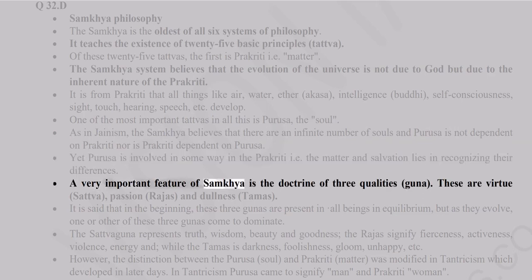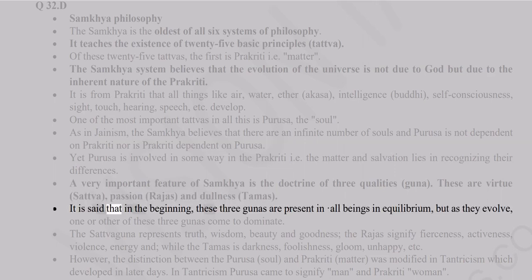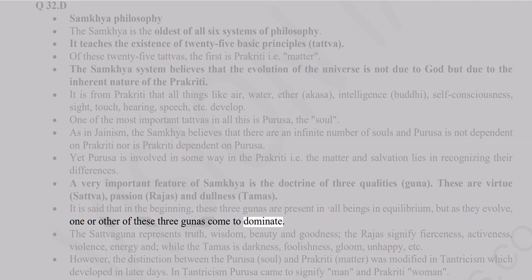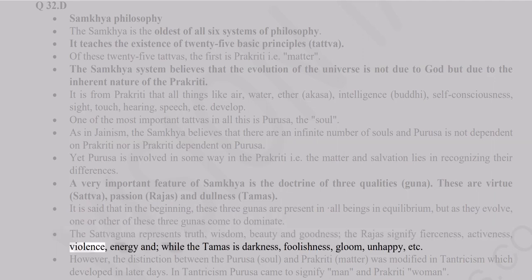A very important feature of Samkhya is the doctrine of three qualities, gunas. These are virtue, sattva, passion, rajas, and dullness, tamas. It is said that in the beginning, these three gunas are present in all beings in equilibrium, but as they evolve, one or other of these three gunas comes to dominate. The sattva guna represents truth, wisdom, beauty and goodness, the rajas signify fierceness, activeness, violence, energy, while the tamas is darkness, foolishness, gloom, unhappiness, etc.